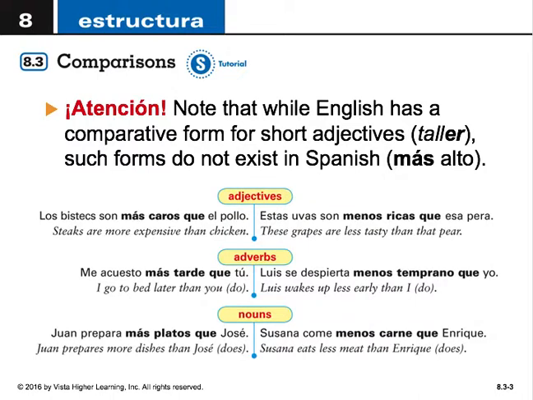We also have adverbs. Me acuesto más tarde que tú. I go to bed later than you do. Or Luis se despierta menos temprano que yo. Luis wakes up less early than I do. Juan prepara más platos que José. Juan prepares more dishes than José. Or Susana come menos carne que Enrique. Susana eats less meat than Enrique.